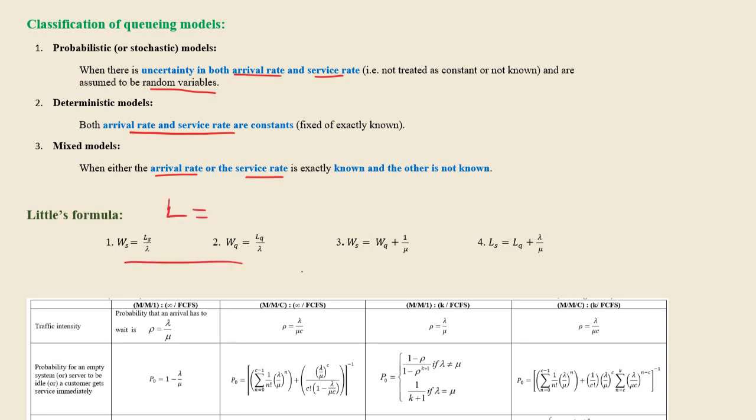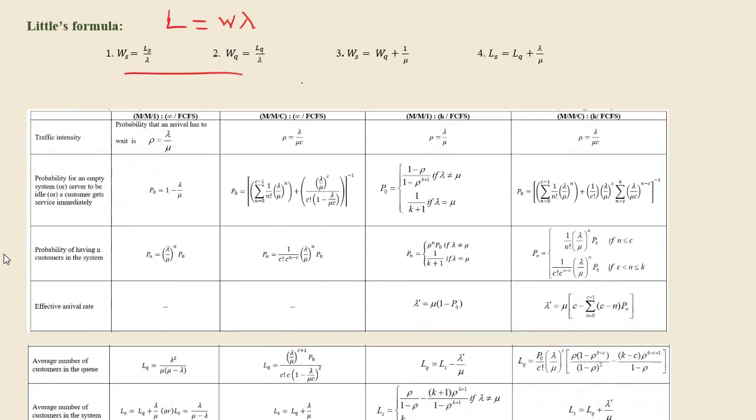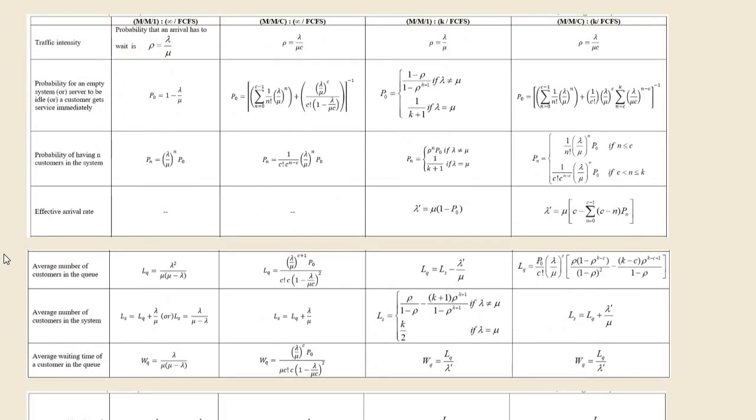If the formula is denoted as L is equal to W lambda, you can use this idea. If you keep this in your mind, it is easy to remember the first two. For the next part, we'll look at the models and the formulas we use to do the problems.